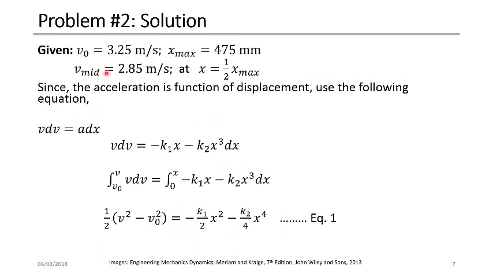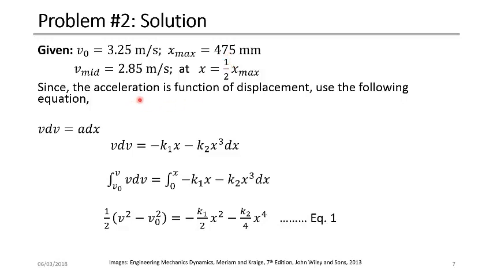So let's start with what is given here. The initial velocity of the cart is given as 3.25 meters per second. The maximum deflection of the springs is given as 475 millimeters. The velocity in the middle of this x max is given as 2.85 meters per second at x equals 1/2 x max. 1/2 x max is just this number divided by 2.